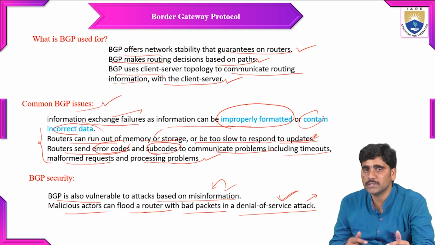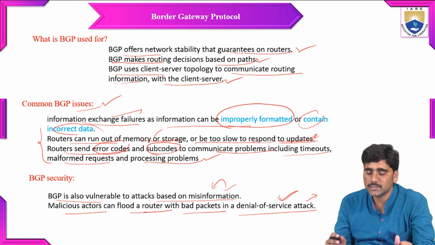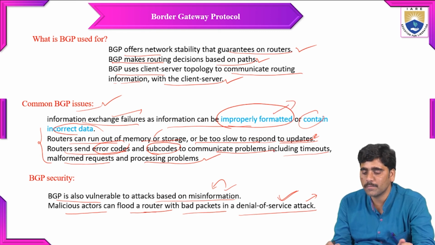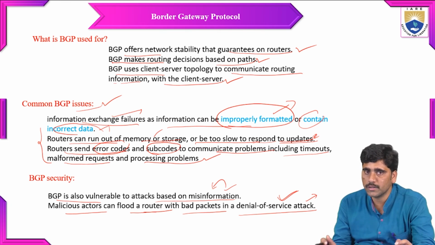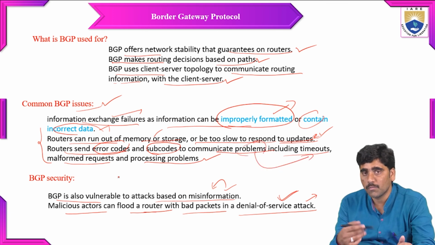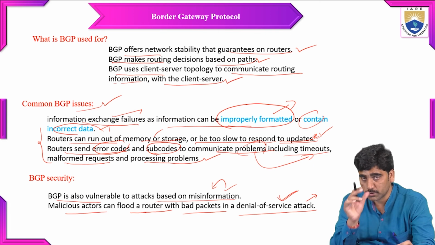So what are the issues related to BGP? One is information exchange failure, because all the routers exchange information, and at that moment it can fail, because the information is improperly formatted or contains incorrect data. Routers can also run out of memory or out of storage, and then they become very slow to respond to updates. BGP also sends error codes or subcodes to communicate problems, such as timeouts, malformed requests, or processing problems.